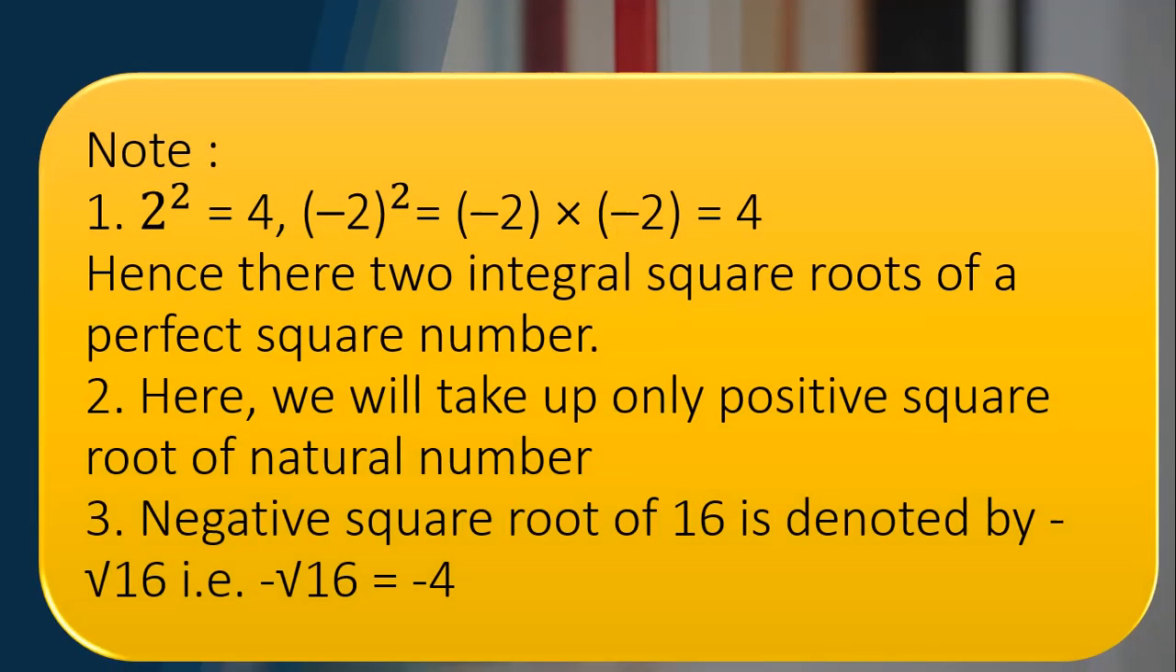See here some important information regarding a square root. Suppose that 2 squared equals 4, then minus 2 squared is also equal to 4. Hence, there are two integral square roots of a perfect square number. Here, we will take up only the positive square root of a natural number. The negative square root of 16 is denoted by minus root under 16. That is, minus root under 16 equals minus 4.